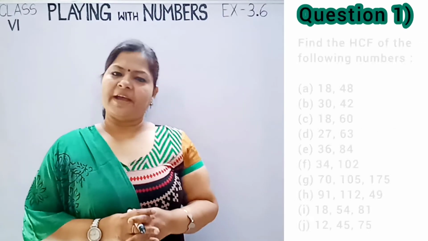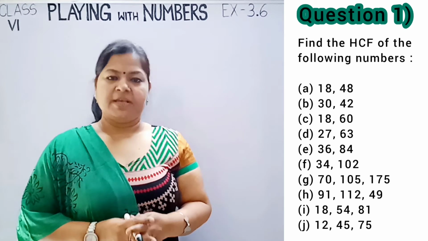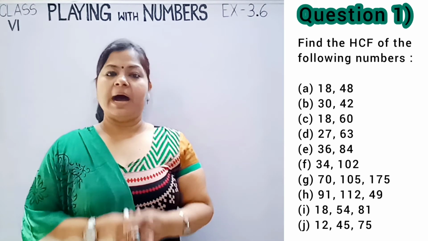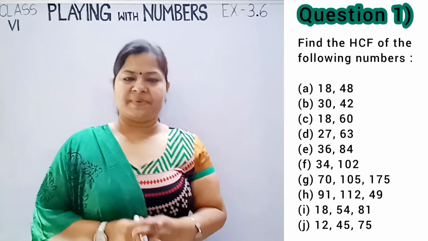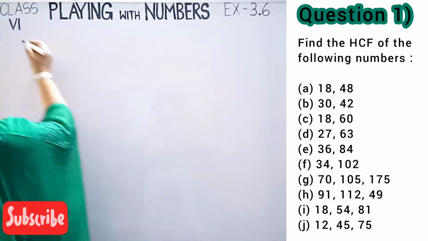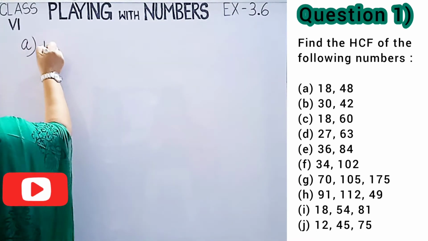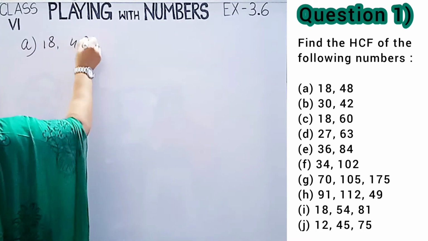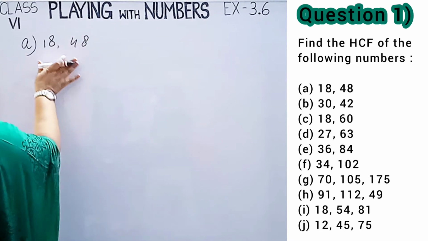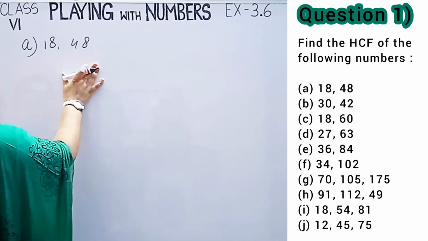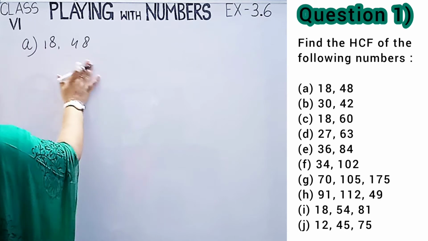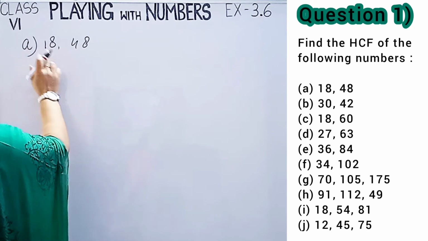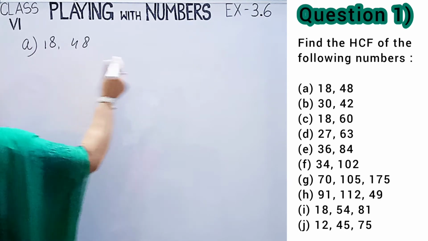Question number 1. Find the HCF of the following numbers. So in this exercise, we will learn how to find out HCF. So let's begin. A. 18, 48. So here are two numbers and we have to find out HCF of these two numbers. So first of all, we will do prime factorization of 18 and then 48.